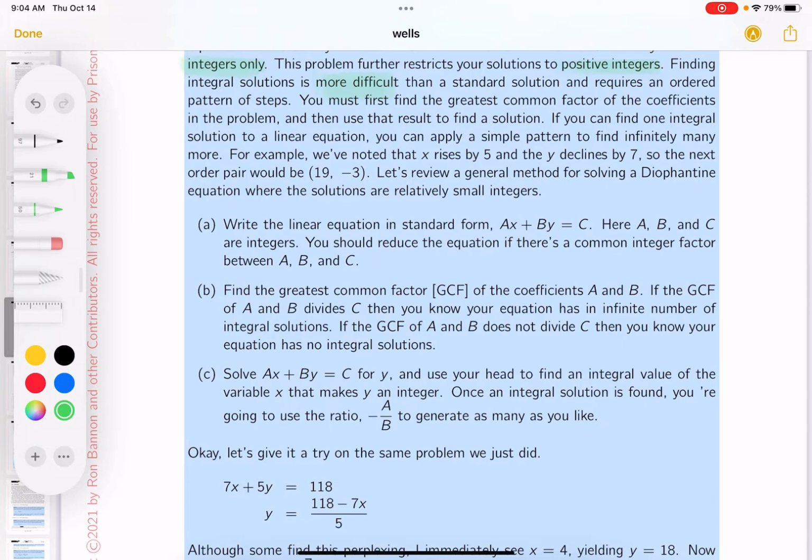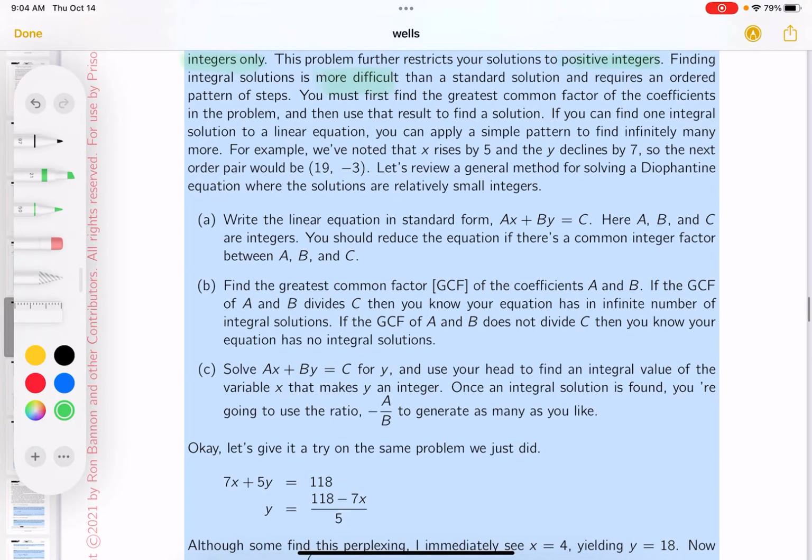We can't deal with the fractions now. So I'm going to say over here, the technique, right? It says you must first find the greatest common factor of the coefficients in the problem, and then use the result to find a solution. All right? We'll go through examples, by the way. We'll go through the same example that Wells went through.